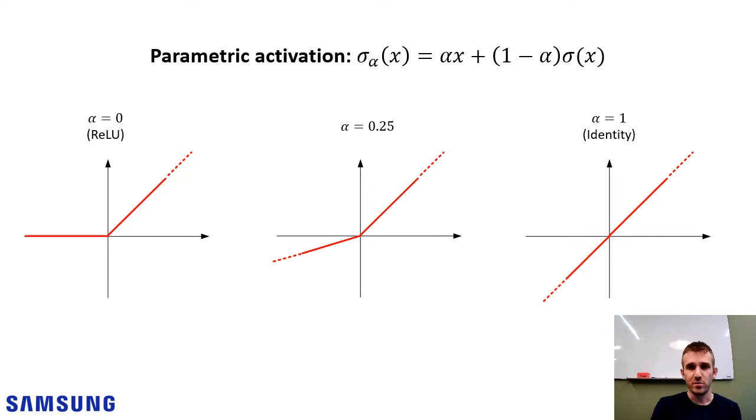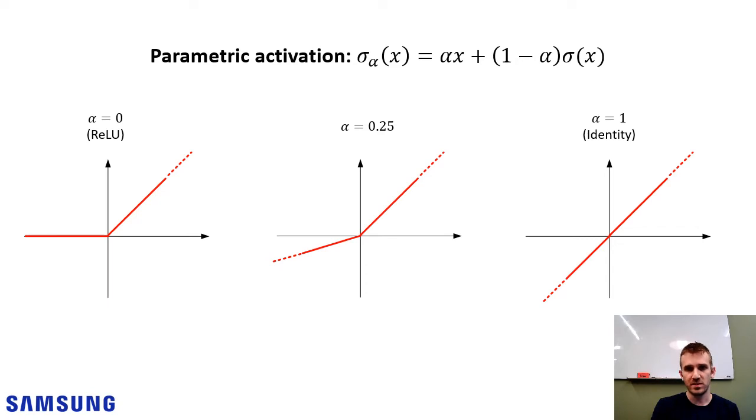Our method for removing activations is as follows. For each activation sigma, we define its learnable parametric activation counterpart. Here we can see the example for parametric ReLU. Alpha is a learnable parameter initialized as 0. For alpha equals 0, we get the original activation sigma. For alpha equals 1, we get the identity, which means that activation has been removed.